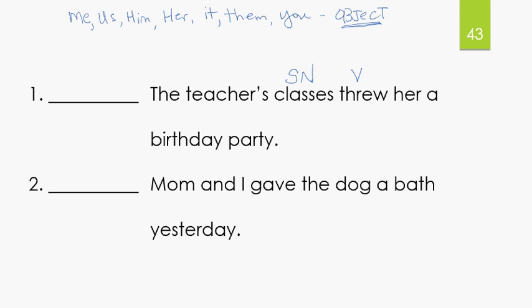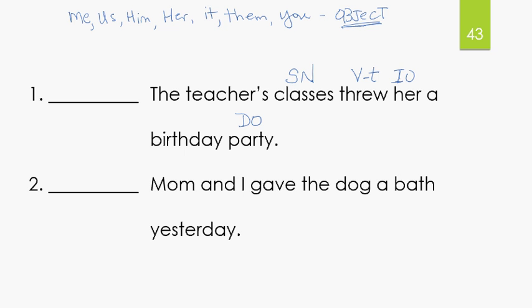Threw what? Now they didn't throw her, because that wouldn't be very nice, throwing the teacher around, right? Threw what? They threw a party, direct object. So that changes to verb transitive. And then you ask yourself, to whom did they throw the party? Or for whom did they throw the party? To or for her. That's your indirect object.